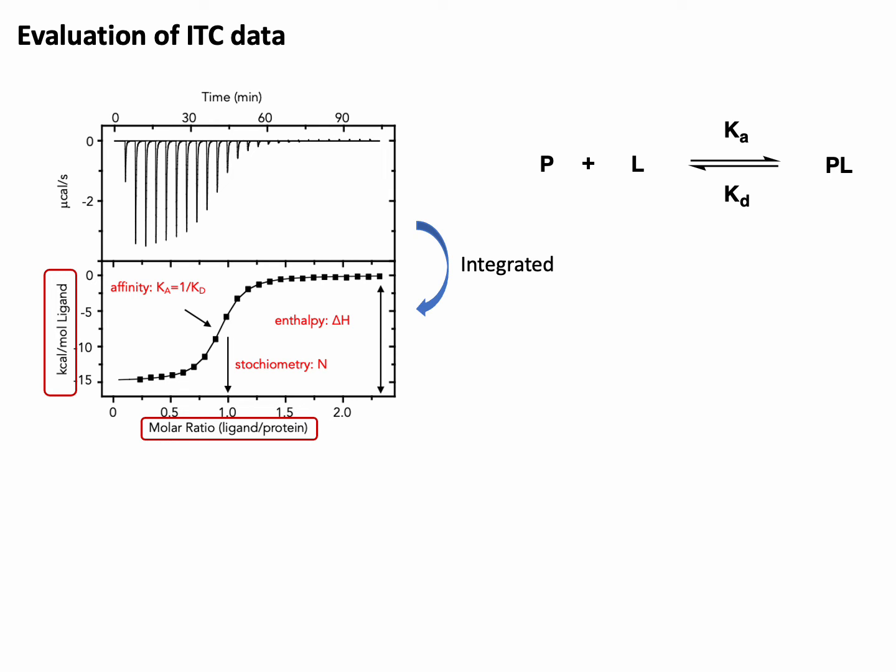The delta H is also derived directly from the isotherm and is the amount of heat released per mole of ligand bound. This means that a single ITC experiment is able to provide us binding affinity, stoichiometry, and all thermodynamic properties, including free energy, enthalpy, and entropy.